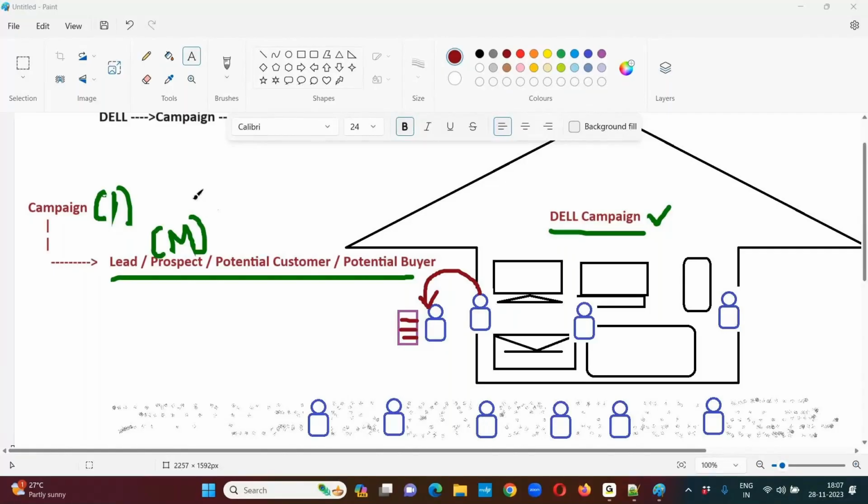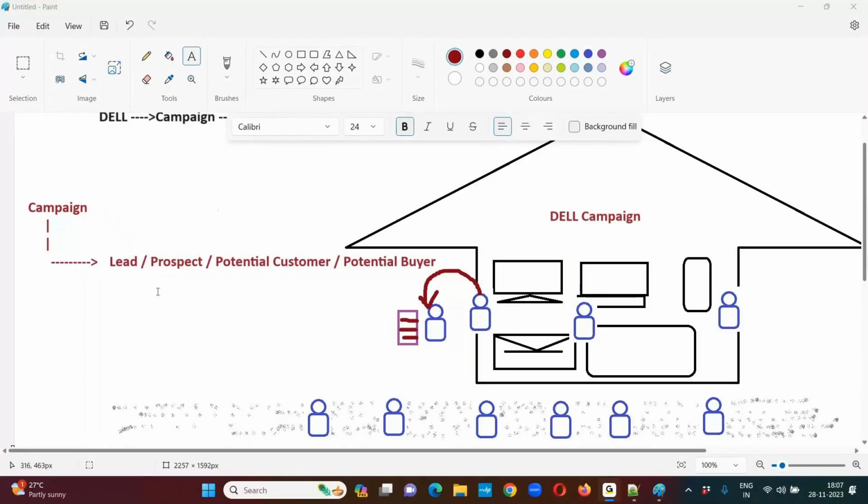Next, let's see. Once the leads' information has been captured by the marketing person, what needs to be done? What is the next step? It should be stored. They maintain the data records. Okay, then who will do that? We need to send follow-ups to those leads frequently. In this case, whatever leads information we have captured, we pass to the sales team.